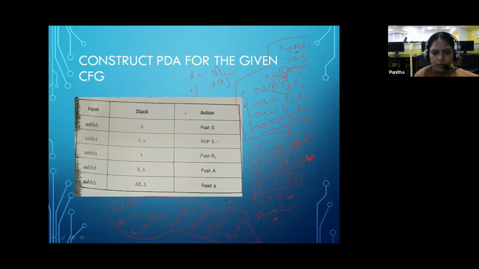These are used to make the stack empty, with the input read by the head pointer. Is it clear? Is the derivation clear for you? Derivation topic and all we have already discussed.